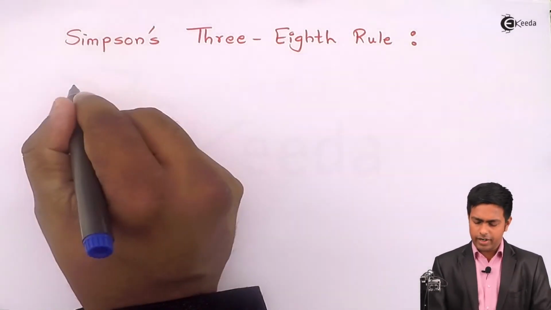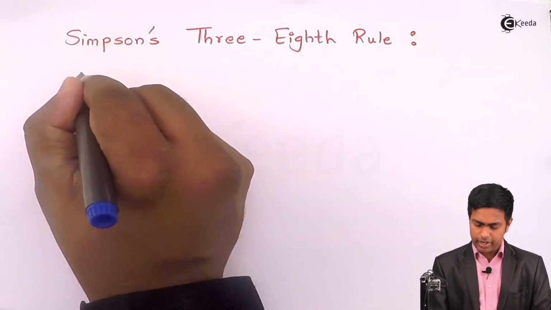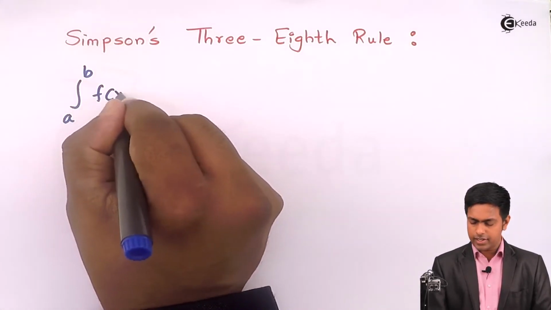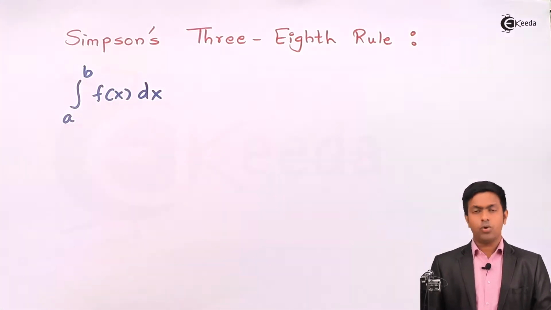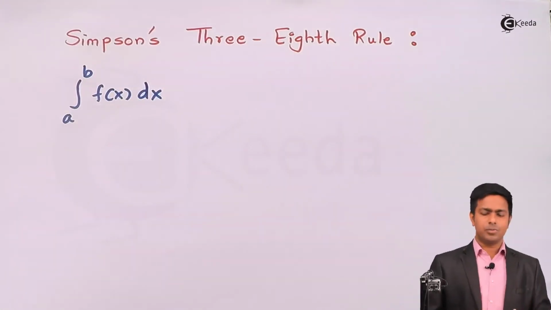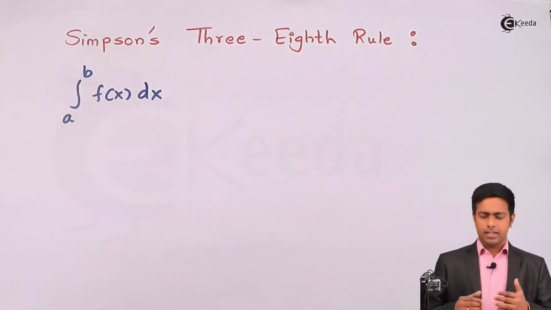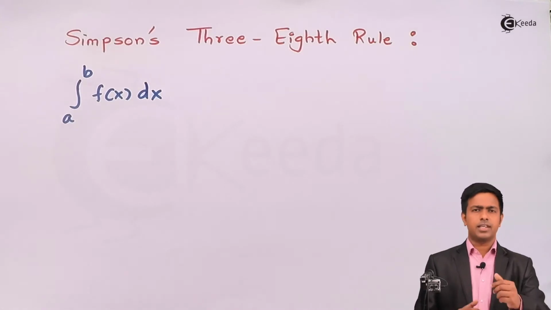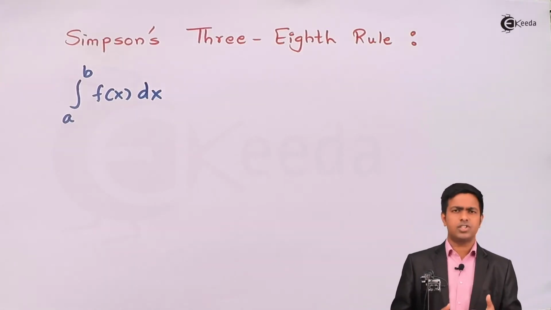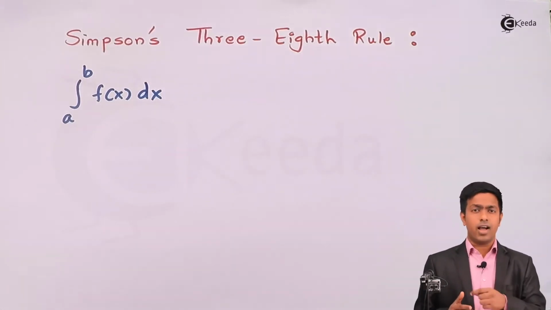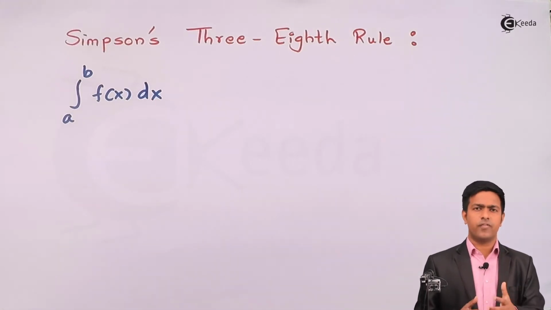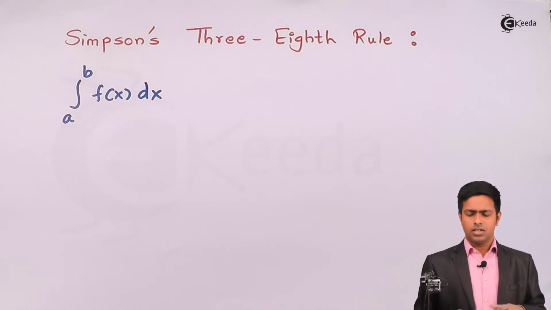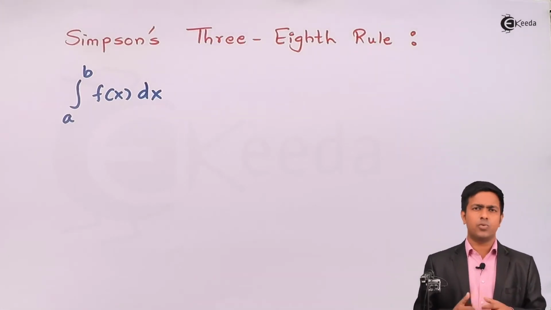Let's say I have the integration from a to b of f of x dx. If I know the subintervals between a to b, then we can get the value of this integration by using Simpson's 3/8 rule. Basically we generally use this rule whenever the evaluation of integration is difficult or is giving us some complicated answer. In such cases, this method is very useful.